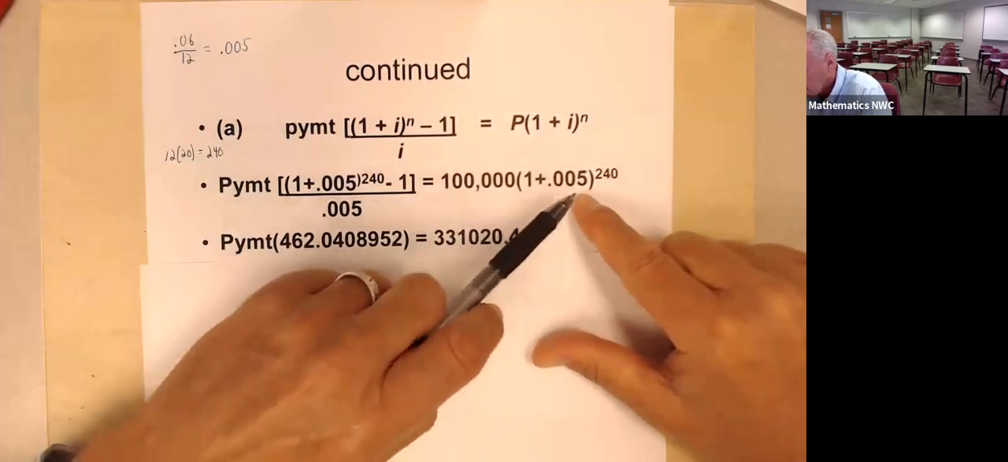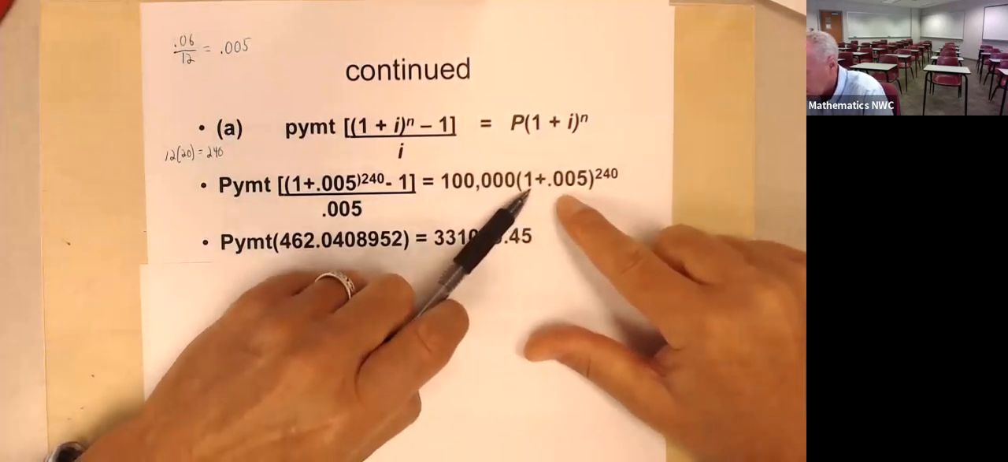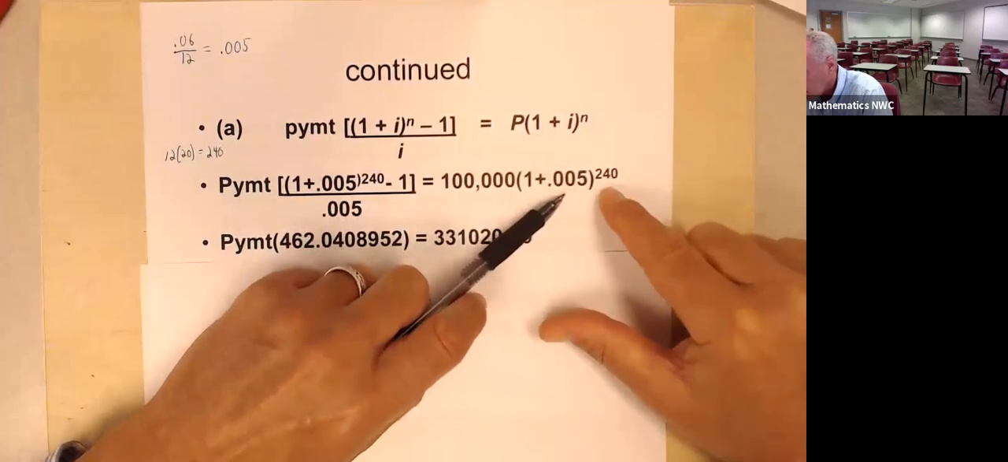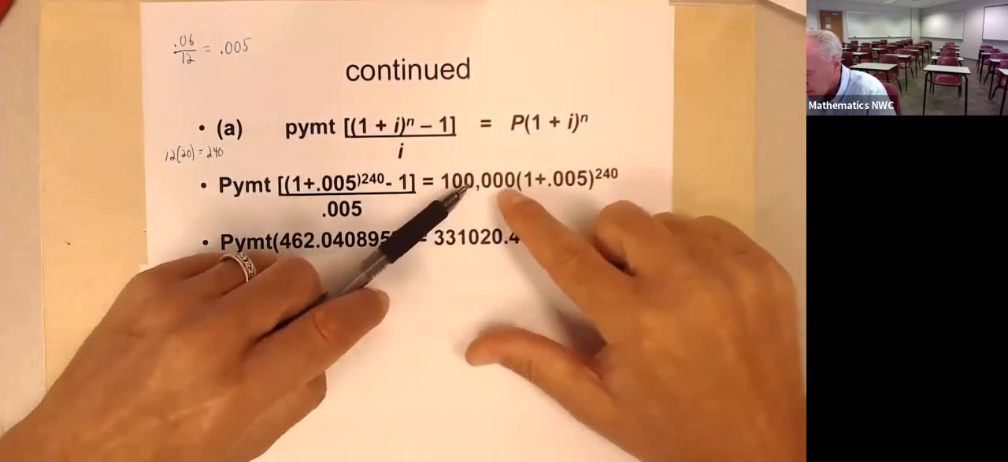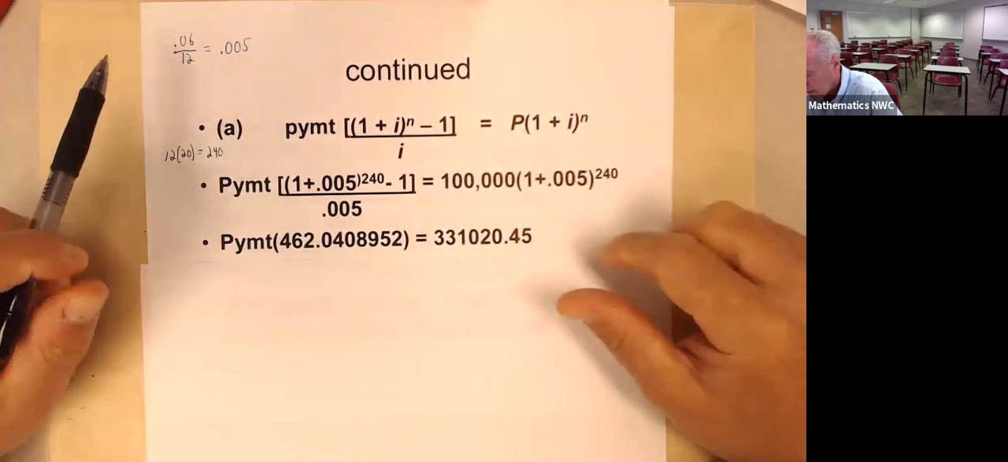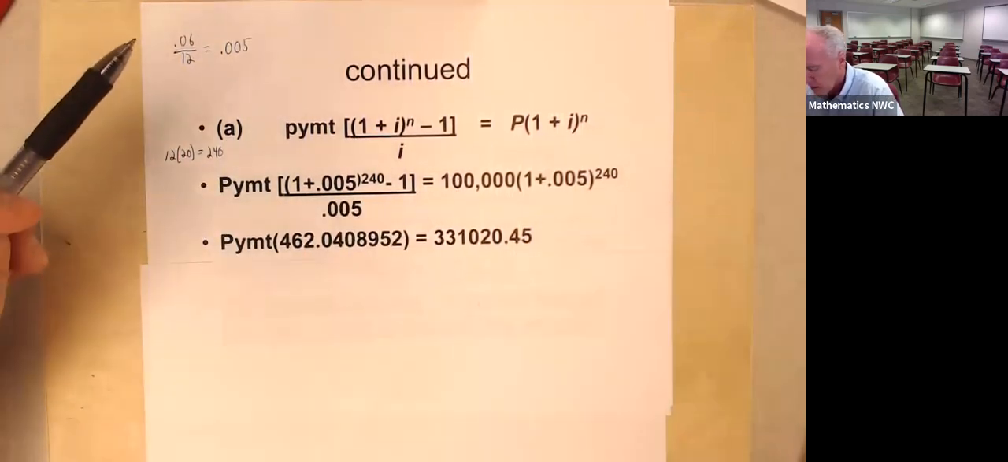Over here, 0.005 plus 1, enter. Exponent 240, enter. Times 100,000, enter, and you get that number. Again, be very sure you can do that.